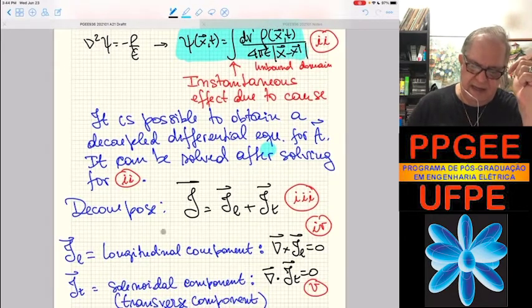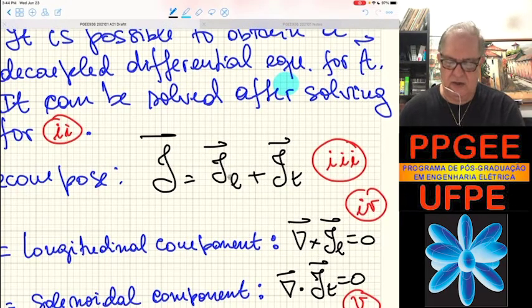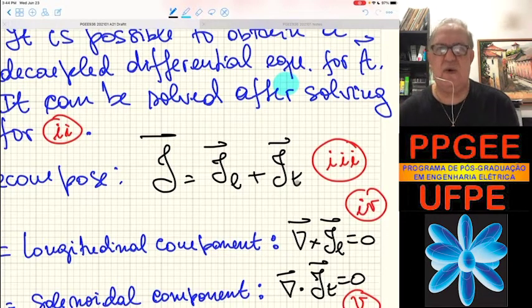So let's break the J current density into two components, which we call the longitudinal component, JL, and the transverse component. So what is a JL, a longitudinal component? Well, JL is a vector that has zero curl. So it's a longitudinal field. It's like the electrostatic field, right? It's the one that has non-zero divergence. On the other hand, JT is the transverse field, or the solenoidal component, which has zero divergence.